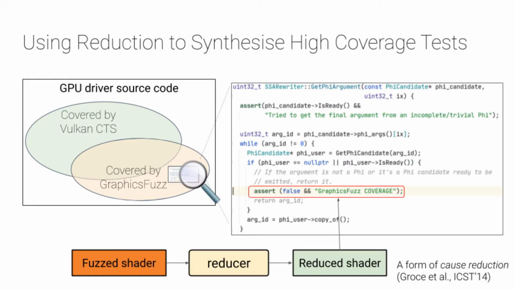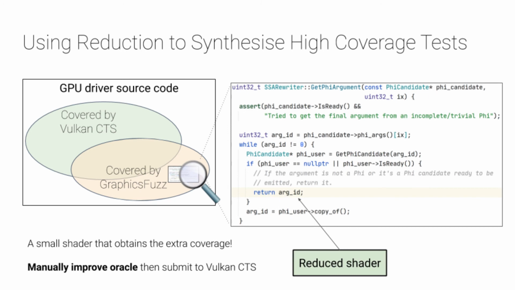Now, if we run the fuzz shader again, this assertion will fail, and GraphicsFuzz will think it's found a bug, and it can invoke its reducer to try to find the smallest shader possible that triggers that bug. So here, we're really reducing not with respect to a bug, but with respect to a piece of coverage. And this is very similar to the idea of cause reduction from Gross et al. from ISSTA 2014. What we end up with is a small shader that triggered that assertion failure. And if we remove the assertion failure, we now have a small shader that covers the line of code that we couldn't cover with the Vulkan CTS.